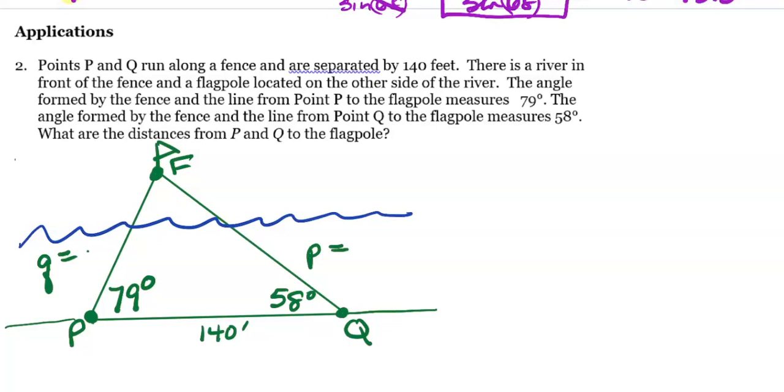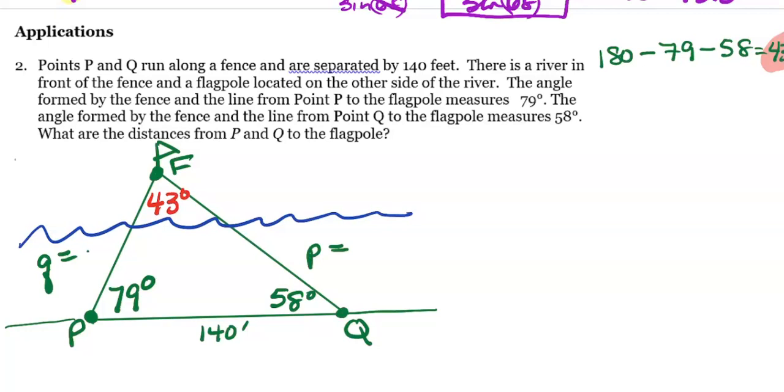Okay, the first thing you've got to do is get your missing angle. So I get that by subtraction. So I'm going to say 180 minus 79 minus 58. And I'm going to get an angle of 43 degrees. Okay, 43 degrees. So I'm going to make this red, and I'm going to make this angle 43 degrees.